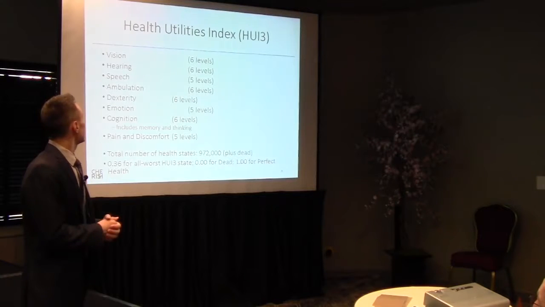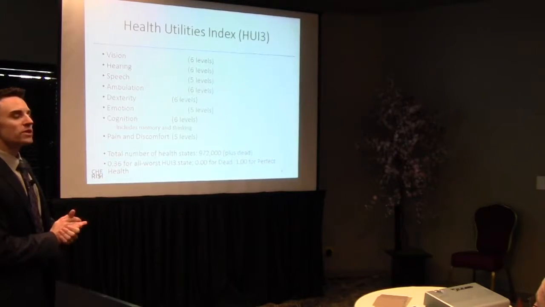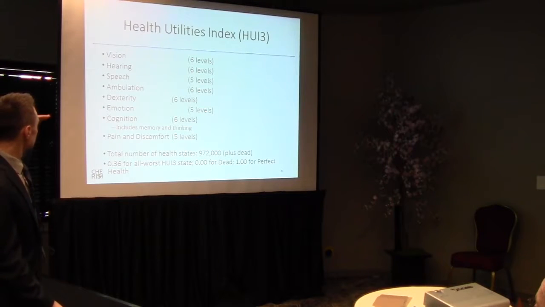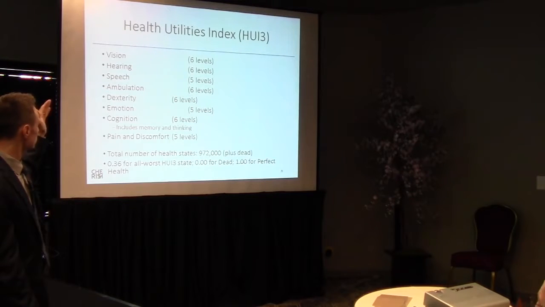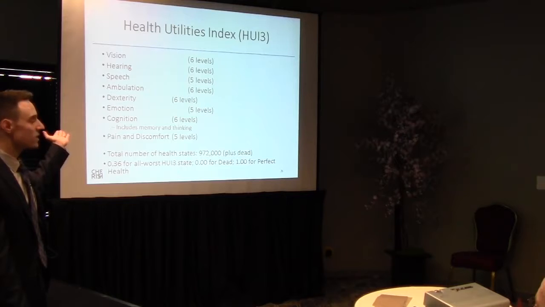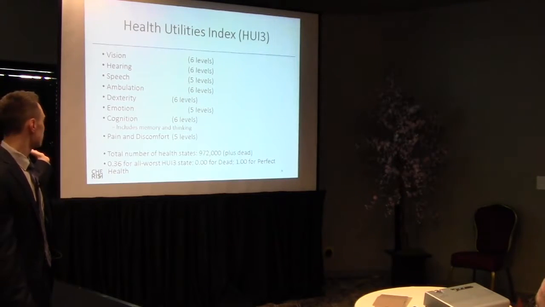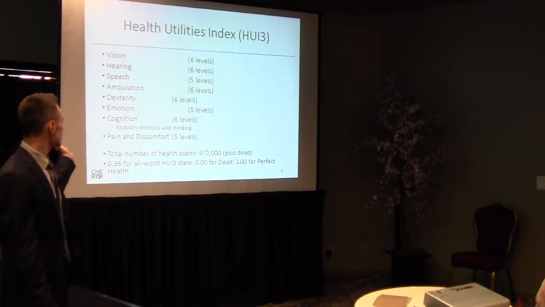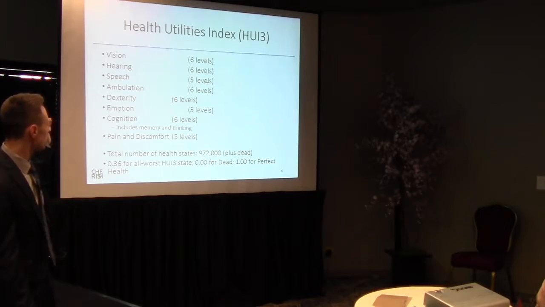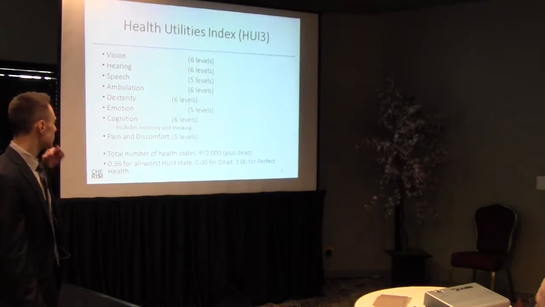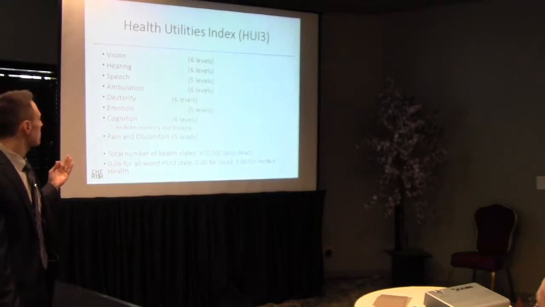Okay, next. Here's another example, the Health Utility Index. You can see that there are these various domains, and then there are, say, 6 levels, 5 levels, and so on. So the total number of health states with the Health Utility Index is 972,000 plus dead. 0.36 for the worst. So if you were to rate each one on the lowest, I think the 0.36 would be the value. 0 obviously for dead, 1 for perfect health.